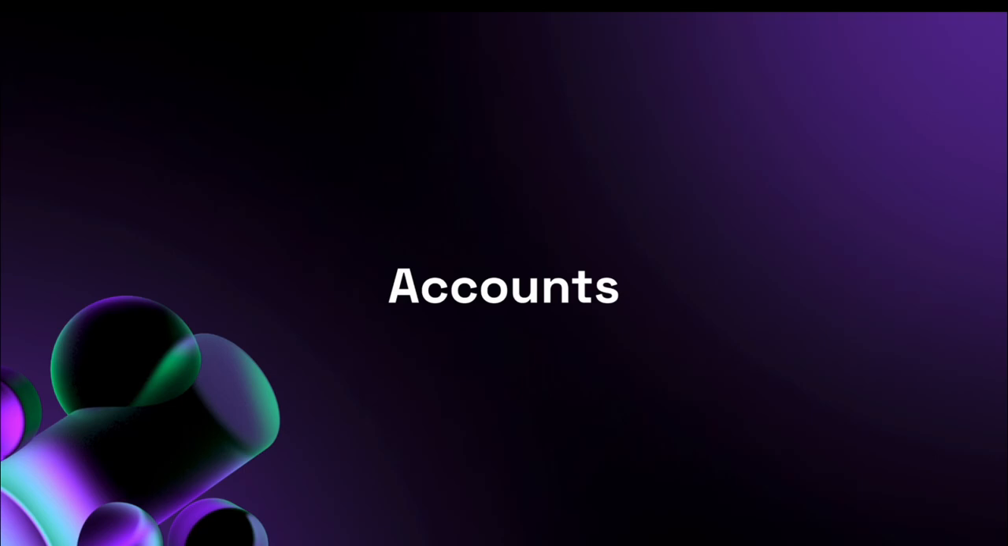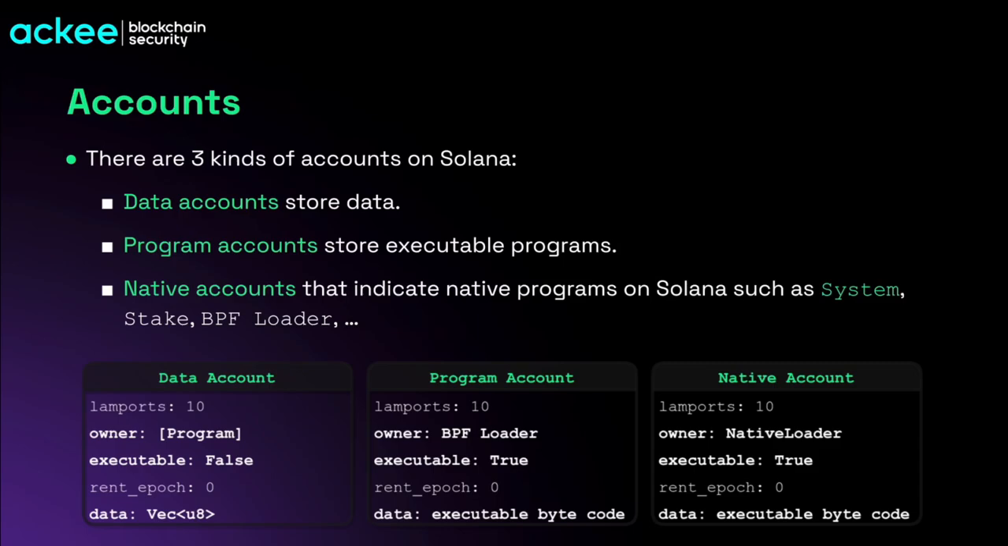So our first core concept is accounts, and there are three different kinds of accounts. We have data accounts that are used to store data. We have program accounts that are used to store executable or some form of executable payload or bytecode. And we have native accounts that indicate native programs on Solana that are a fundamental part of all the validators, such as system, stake, BPF loader. At the bottom we can see a bit of a visualization of how different fields in the accounts look, and we'll be talking about each of them in detail later.